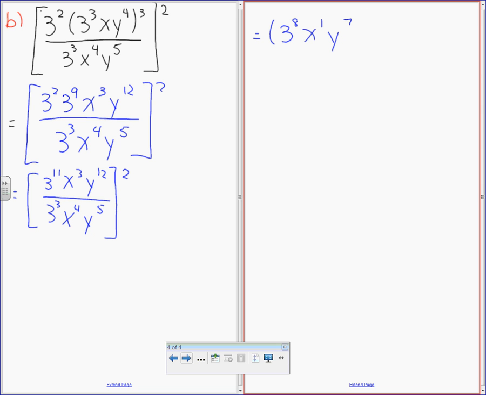No. Whoever said no, it should be -1. Negative exponents are okay. All it means is that there's more x's in the denominator than the numerator. So what he did there was 11 minus 3 and then 3 minus 4, but instead of 1, that should be -1, right? And then 12 minus 5.